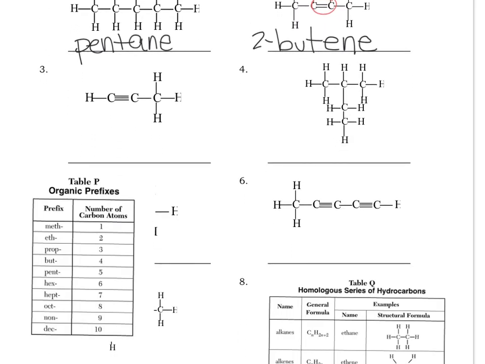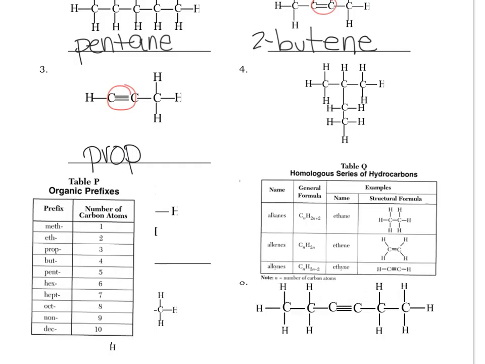Next one, again, I have something significant here. I have a triple bond. So after I figure out my prefix, which there are 3 carbons, so I'm going to use prop. I'm going to need to look at my homologous series, and the one with the triple bond gets a YNE ending because they're alkynes. So I'm going to put YNE.